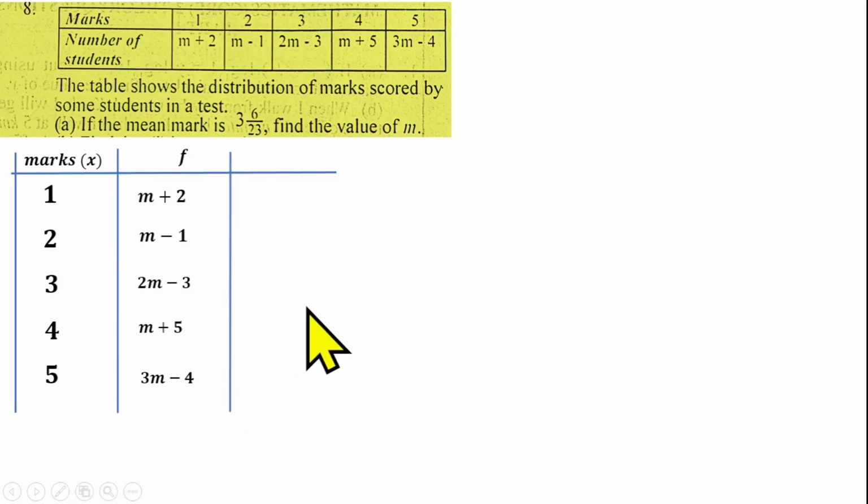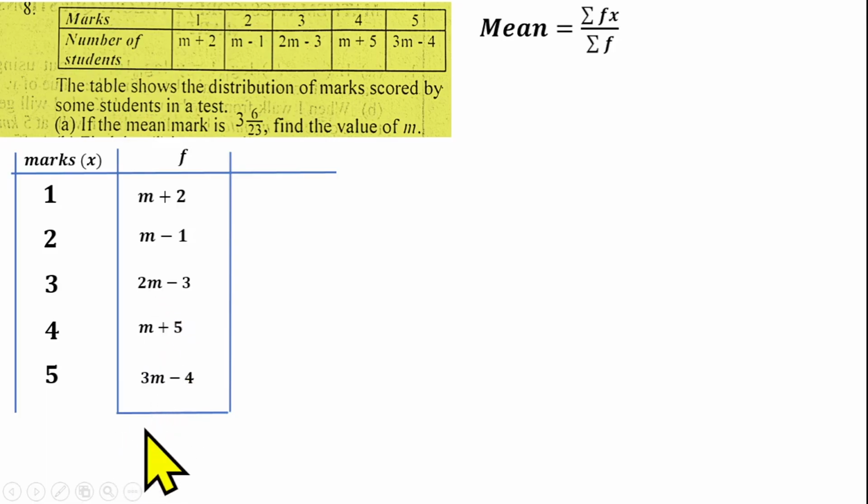minus 4. Then from our formula for finding the mean, our mean is summation fx over summation f. So we need to compute our summation f, which is the sum of our frequency. So collect the like terms: m plus m gives us 2m, plus 2m is 4m, plus m is 5m, plus 3m gives us 8m. Then 2 minus 1 gives us 1, 1 minus 3 gives us minus 2, minus 2 plus 5 gives us plus 3, plus 3 minus 4 gives us minus 1. So you have 8m minus 1 as the summation of f.